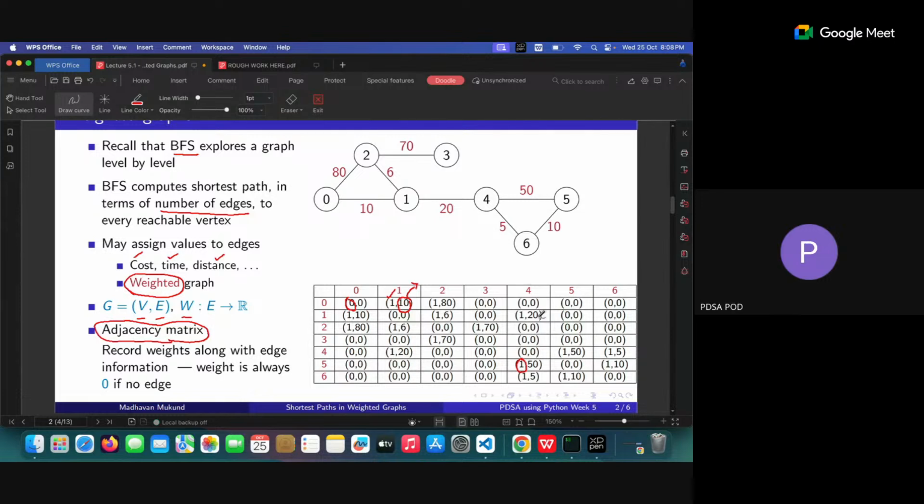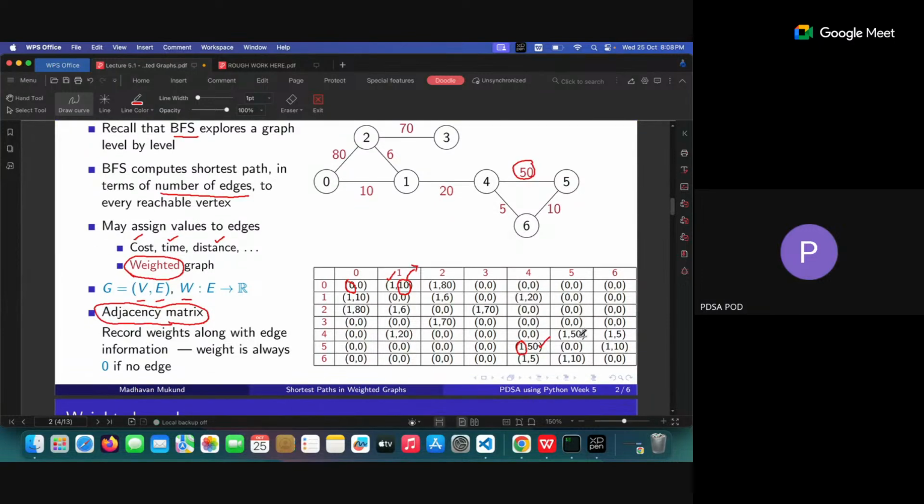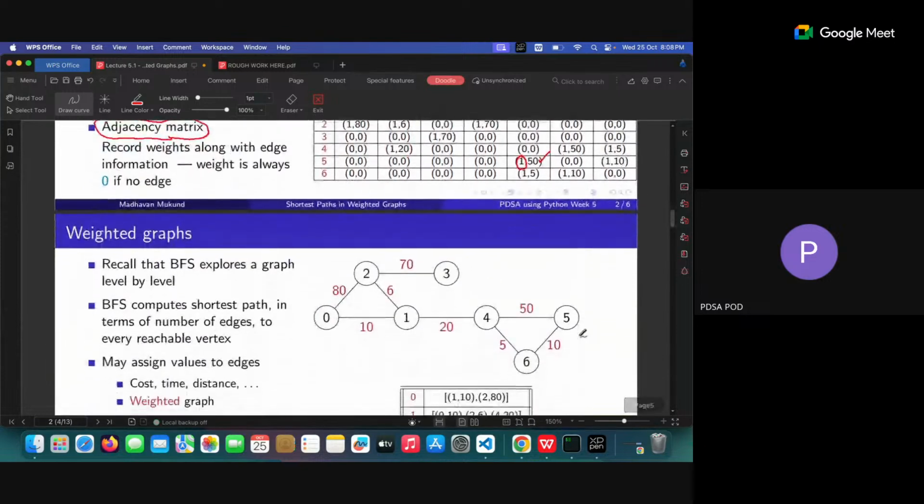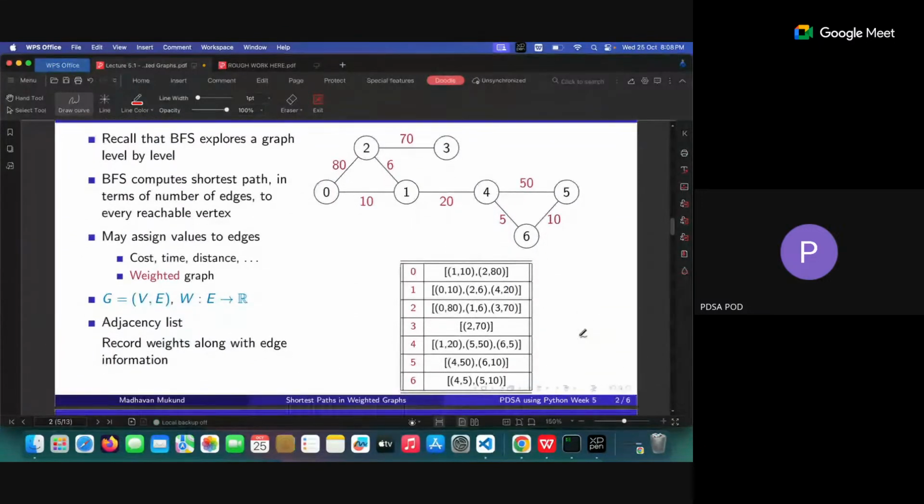Yes, so there is a weight associated with it. That's 50, so a path is available. Similarly, if you go for the adjacency list, it is the same thing. The adjacency matrix is a more detailed format and it requires a large space of memory.